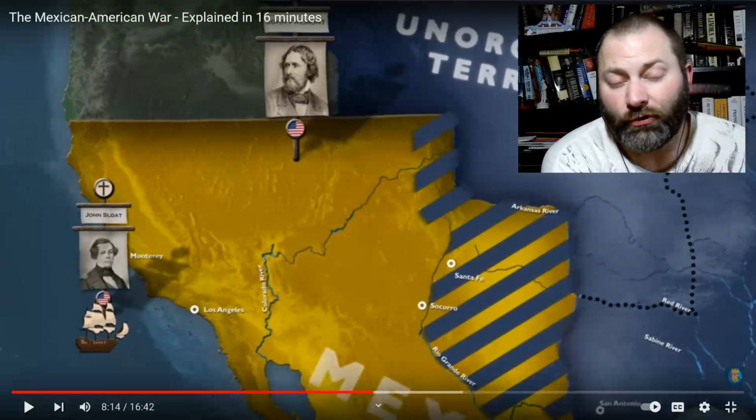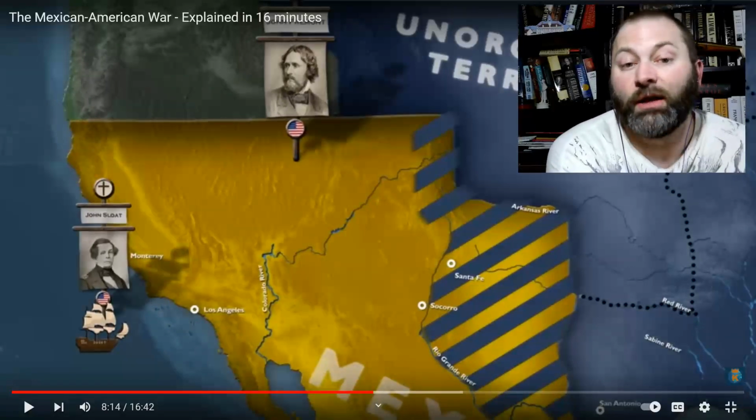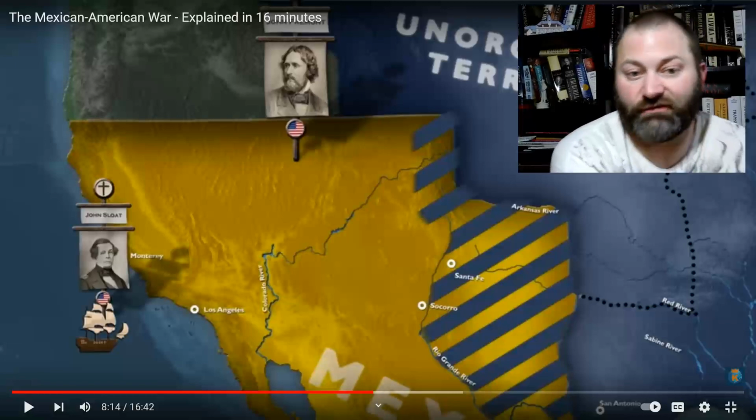For those who don't know, the Republican Party's first president to win was Lincoln, but the first person to be nominated as Republican president was John Fremont.